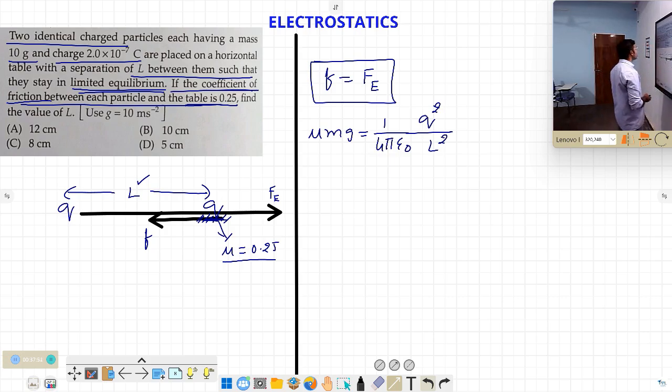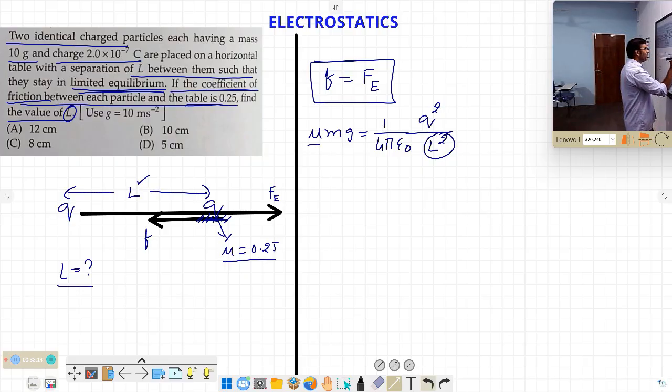So what are they asking in the question? L is the distance between them, and they are asking to find the value of L. What is the L value? So to find the L value, substitute all the values.